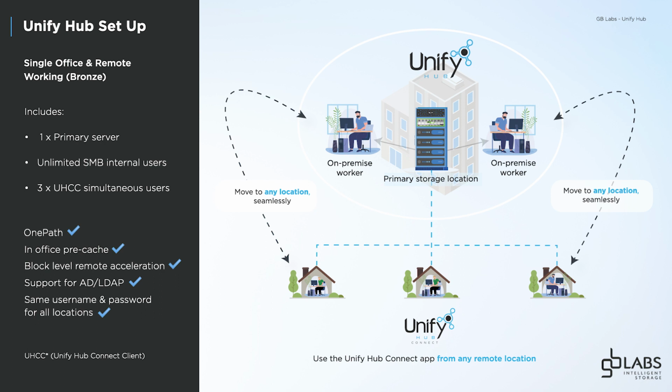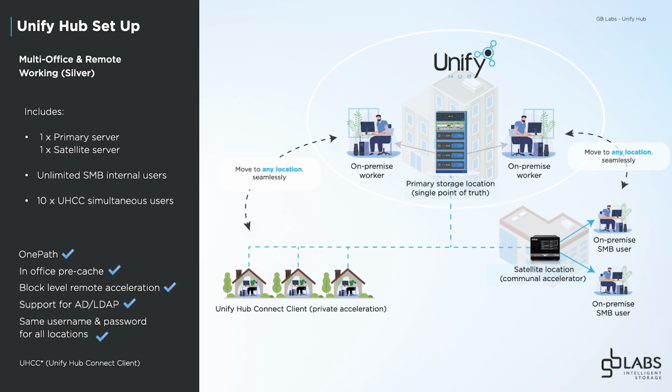To further assist our users, another new feature we are releasing are satellite Unify Hub servers to support editing teams working in remote offices away from the central storage. In this situation, a second GB Labs server of nearly any model can be installed in a remote or regional office to serve as a Unify Hub cache from the primary server, accelerating footage to editors working on-prem in that office.